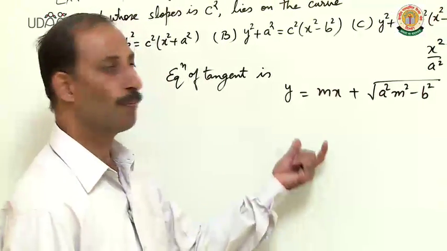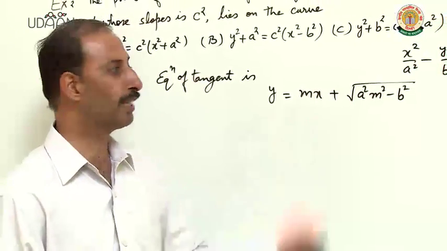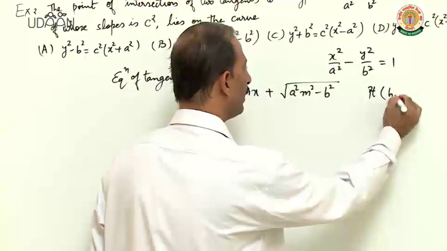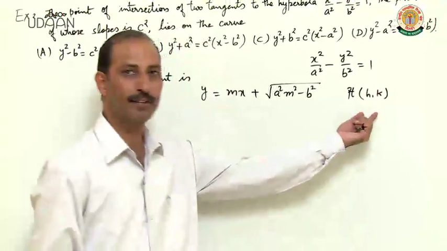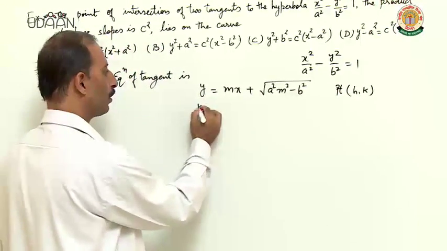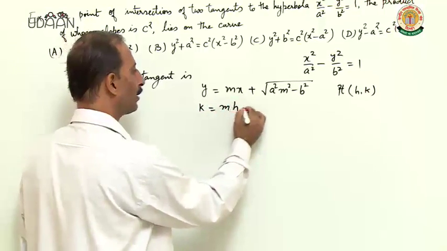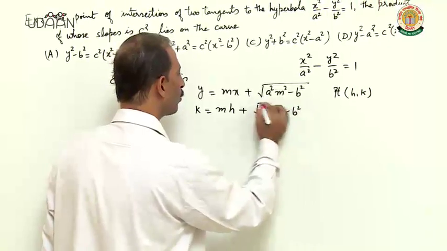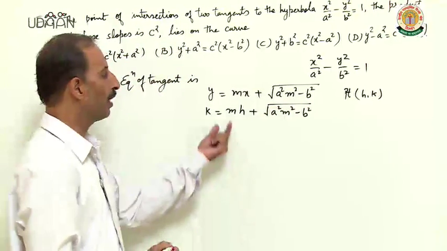Suppose point of intersection of two tangents be h comma k. It means this tangent passes through the point h comma k. This point lies on this. So in place of y put k, in place of x put h. That is the equation of tangent which passes through h comma k. Simplify this.